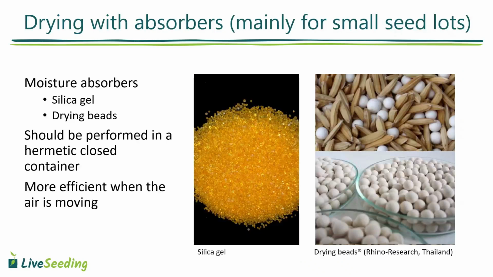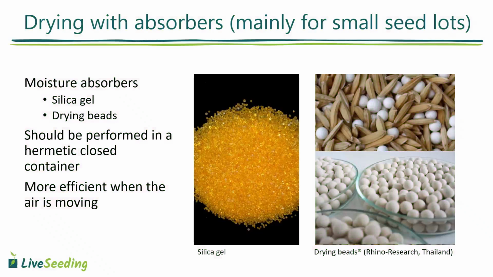In this context, drying with desiccants can be a solution for relatively small seed lots. On the left is silica gel with an orange color indicator for its moisture status. Note that the use of silica gel with a blue color indicator, based on toxic cobalt chloride, is prohibited in the European Union. On the right are drying beads, also known as a type of molecular sieves. These beads attract water till saturated.